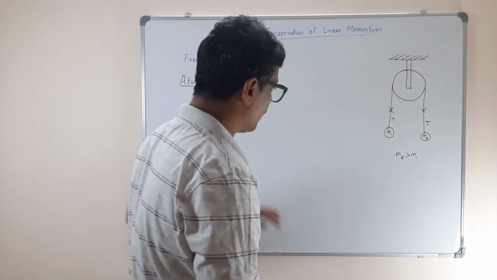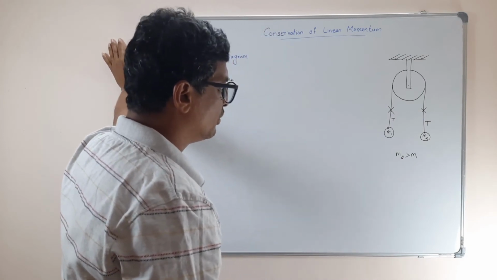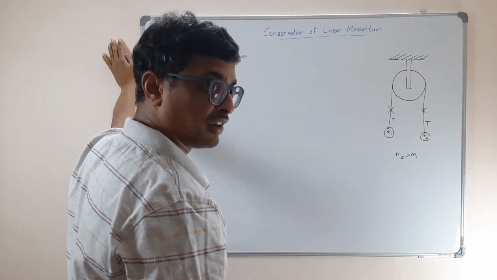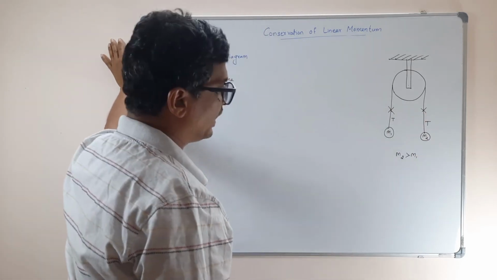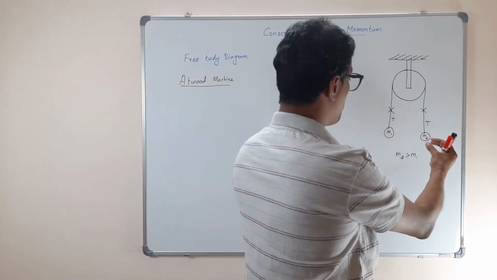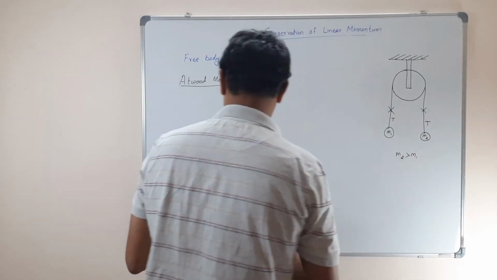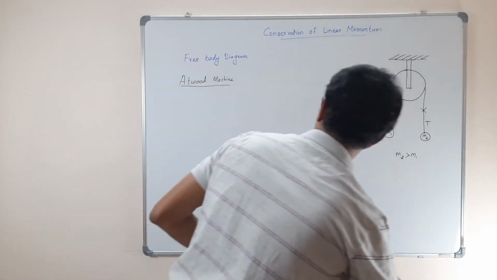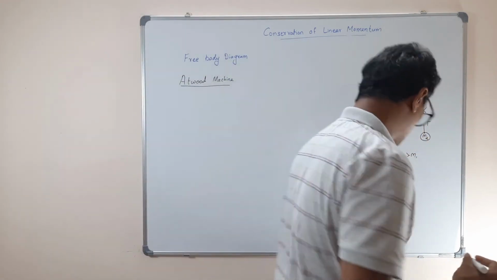Now they have given M2 is greater than M1. So which force will be more? This will pull it down. Am I right? So the net force will be this force minus this force. Am I right? So let us do method one. So the net downward force acting.